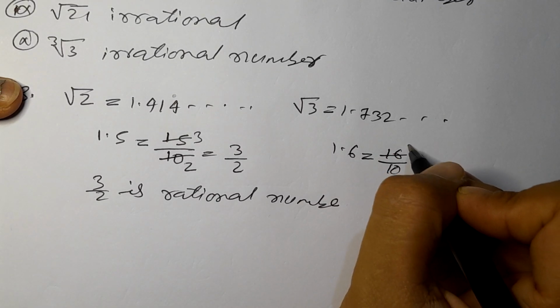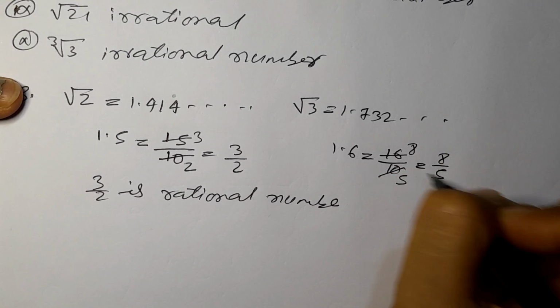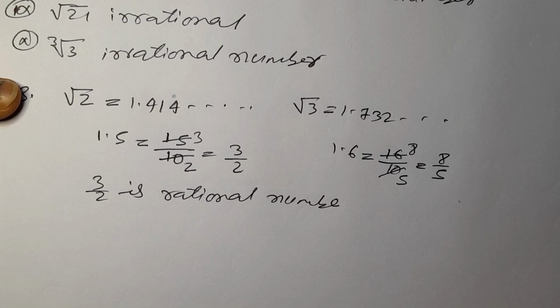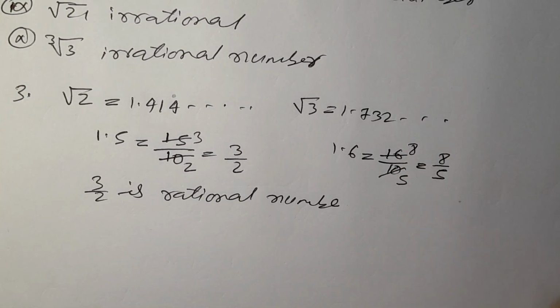So 8 divided by 2 is 4, and 8 by 5 is also in the form of a fraction, so this is also rational. There can be lots of rational numbers. It doesn't mean only these two are rational numbers; there can be more. You only have to find one. So everyone's answer will not be the same for this question, because there are lots of rational numbers. Anyone can take any rational number.